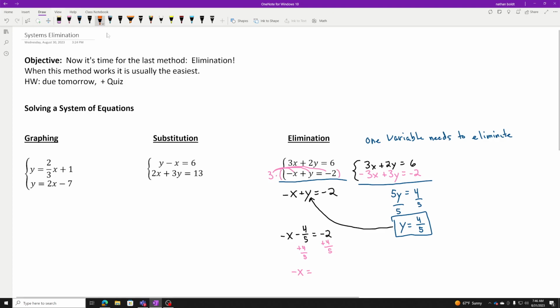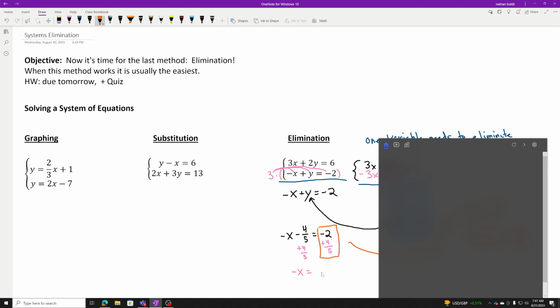Little fraction practice here. I'm going to do this off to the side. So I have negative 2 plus 4/5. I need a common denominator, so the negative 2 is actually going to be negative 10/5. Hopefully you see that's the same as 2, since 10 divided by 5 is 2. Plus 4/5. Now I have common denominators, I can add those two together, and I'll get negative 6/5.